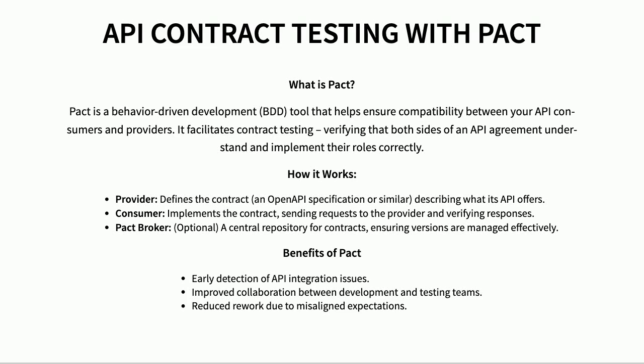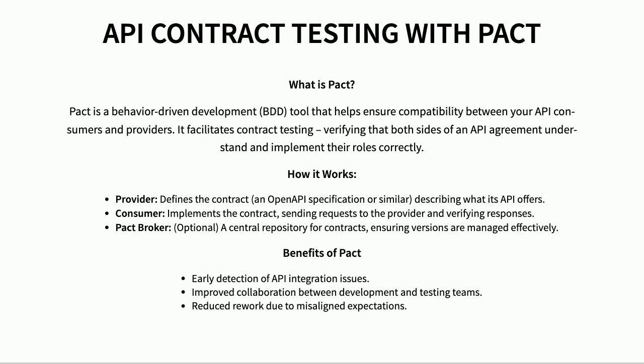Okay, let's talk about Pact. It's a really cool tool for making sure your APIs work seamlessly together. Basically, Pact is all about contract testing. It helps developers and testers agree on exactly what an API should do before building anything. Think of it as a blueprint that both the provider of the API itself and the consumer, any application using the API, follow. The provider defines the contract, often in a standard like OpenAPI, outlining its capabilities.